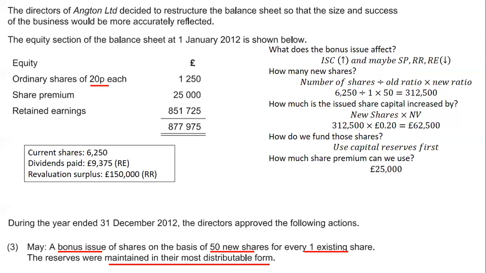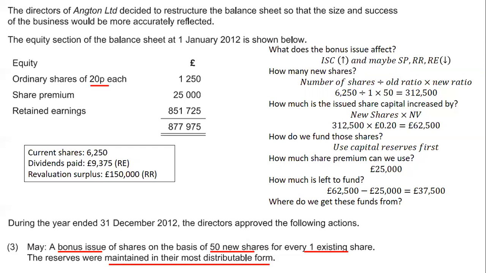£25,000. We can use all of it up. So how much is left to fund from the 62,500? 37,500. So we'll use our revaluation reserve for that. That's where we'll get it from. So we normally use it in the order: we use up all the share premium if we can, then we use up all the revaluation reserve if we need to. And if we still need more funds, that's when we dip into the retained earnings. But we kind of try and leave that as the last reserve. There's a bit of a pun there, the word reserve. I'm sure you all spotted it.